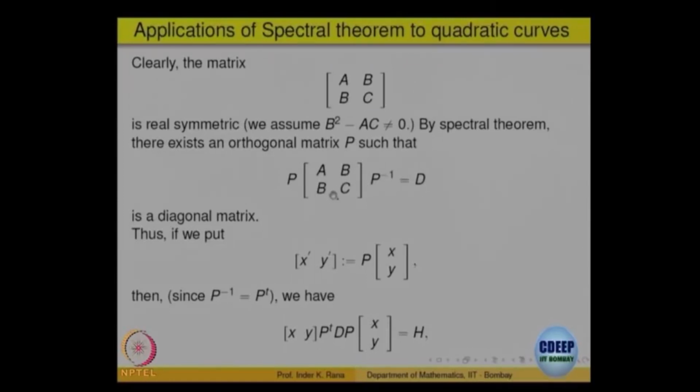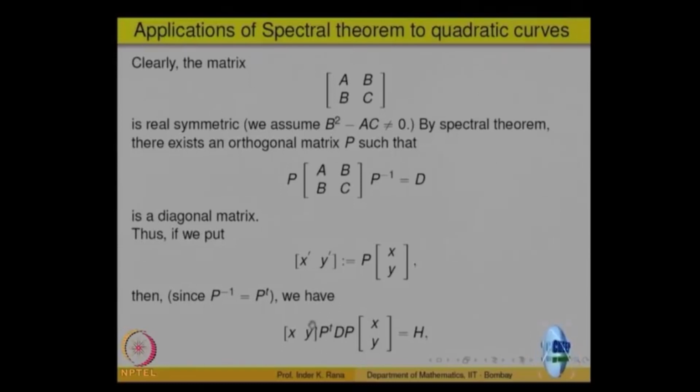This matrix (a b; b c), what is this? Multiply by P inverse on both sides. So, it is P inverse D P, right, but P inverse is P transpose. So, it is precisely P transpose D P. This is your matrix, and (x y) was already there. So, that is equal to h.